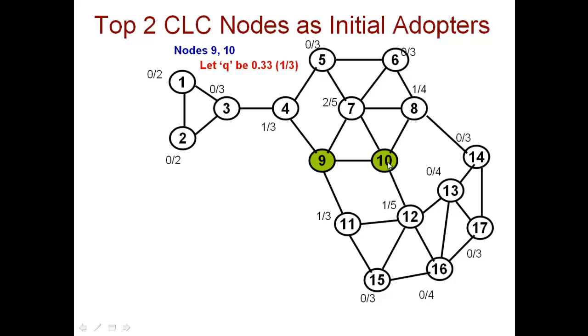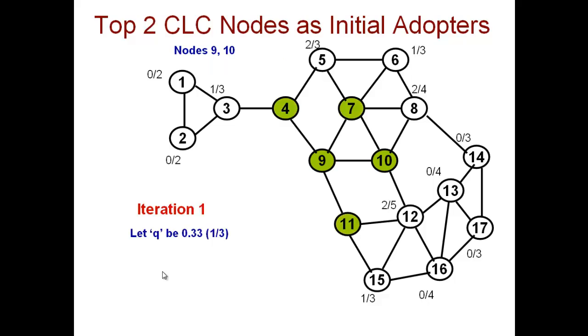Now, given these two initial adopters, I have come up with the fraction of the neighbor nodes that have adopted for each node. So for node 4, it has three neighbors, one of the three neighbors have adopted a decision. For node 7, it has five neighbors, two of the five neighbors have adopted the decision. Node 8 has four neighbors, one of the four neighbors have adopted the decision, and so on.